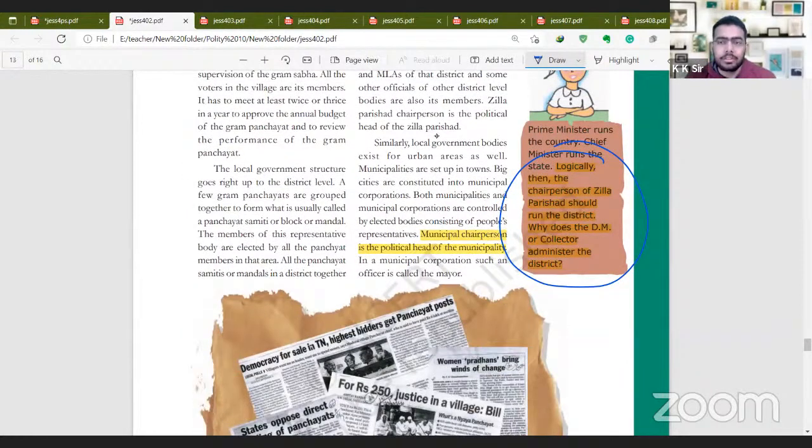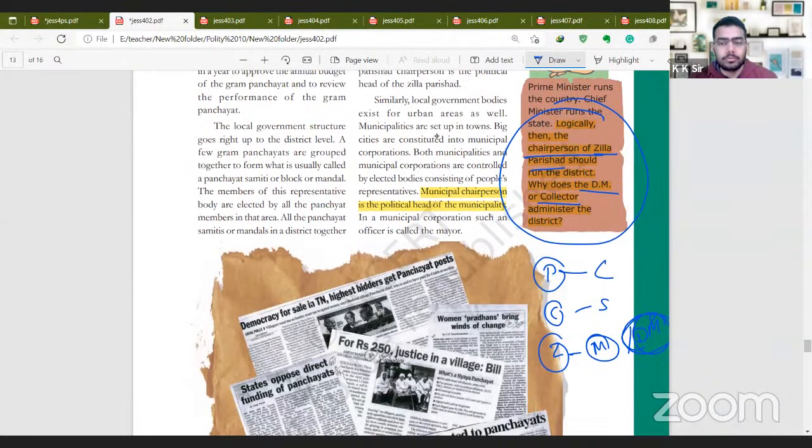See, the Prime Minister runs the country, the Chief Minister runs the state. Logically, the district should be run by the Jila Parishad, the chairman of the Jila Parishad, the mayor, right? But the district is run by the DM or the collector. इसलिए DM and collector का post इतना मजेदार है. So the DM and collector, he runs the state. Sorry, he runs the district.